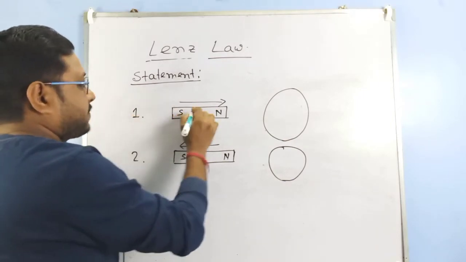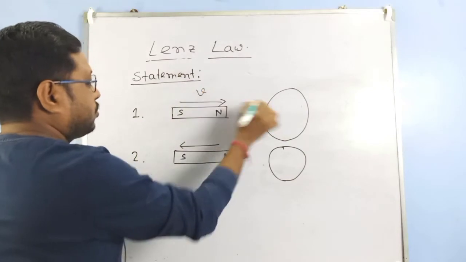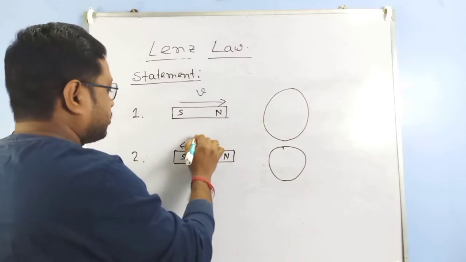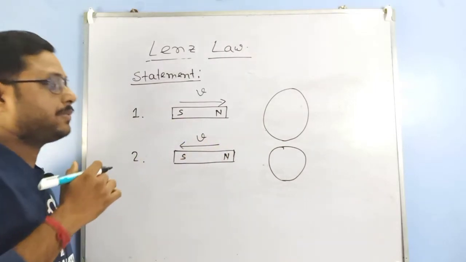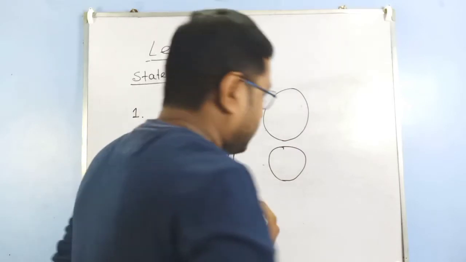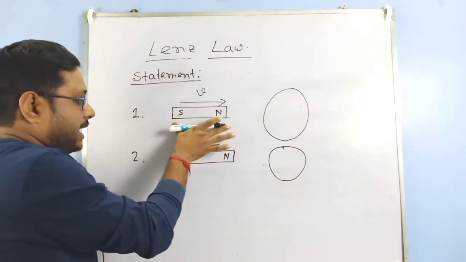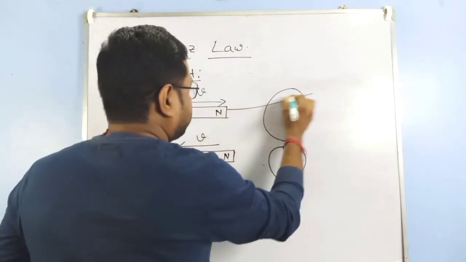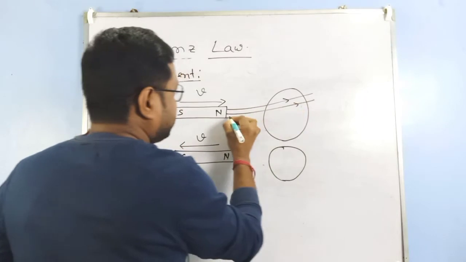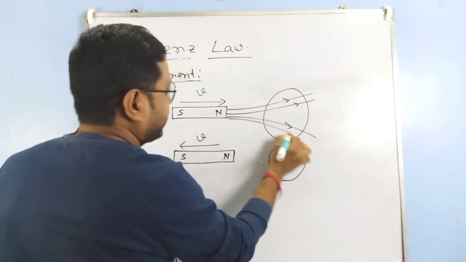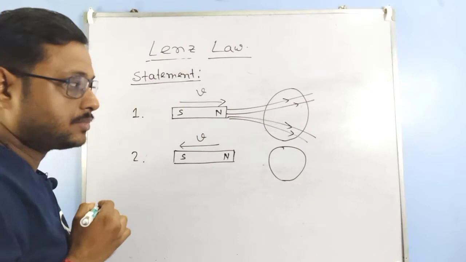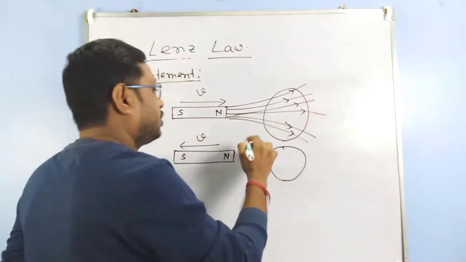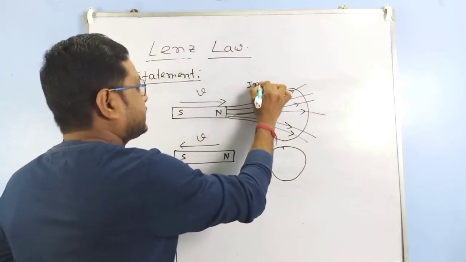In picture number 1, the magnet is moving towards the coil with a velocity v, and in picture number 2 the magnet is moving with the same velocity away from the coil. Now if this magnet comes close to this coil, the number of magnetic lines will be greater, so it increases the original flux.